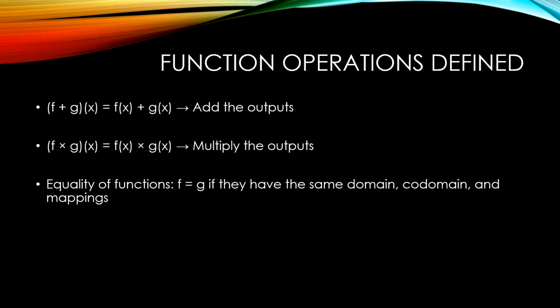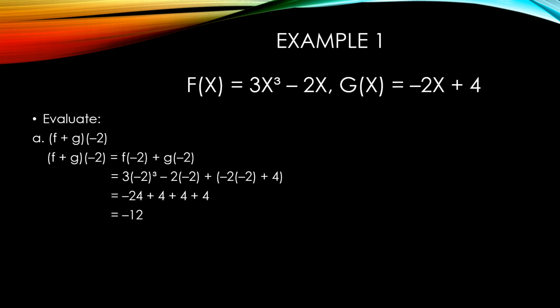Let's add this knowledge to the understanding of these operations. We have equality of functions, which says that two functions f and g are said to be equal if they have the same domain, codomain, and mappings. So if these two functions are equal, it means that their domain, codomain, and mapping are also the same. Let's move to an example here.